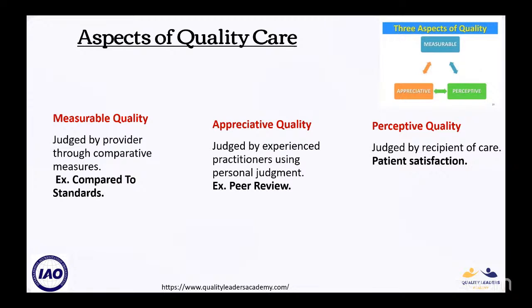What are the limitations? Not everything that matters can be measured easily. Tell me, how do you measure compassion? How do you measure dignity? How do you measure respect? Obviously, those are not measurable, right? But remember, measurable quality gives us data, numbers, trends, comparisons, and it's very much essential for systematic improvement because you can't improve what you don't measure, right?